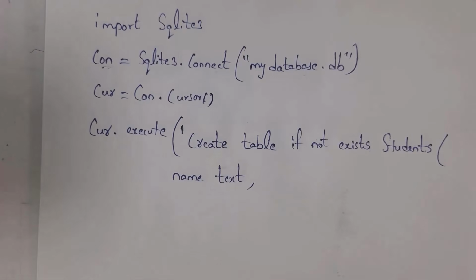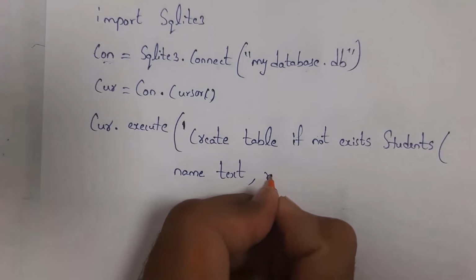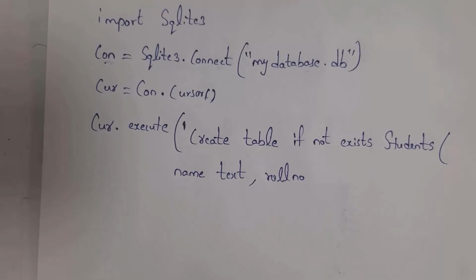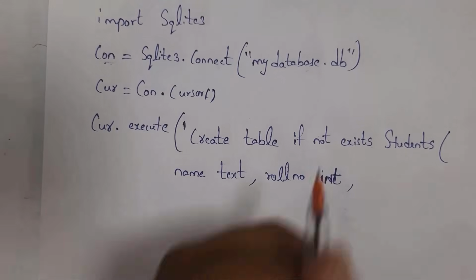Next I want to insert rule number. So rule number, we will enter rule number like rule number 1, 2, and so on. So it is integer type. So just write here int, comma.